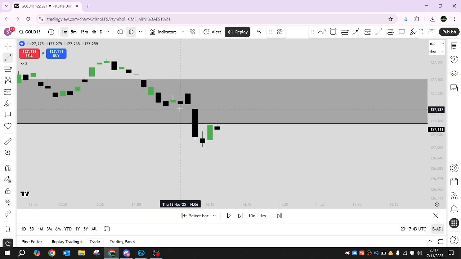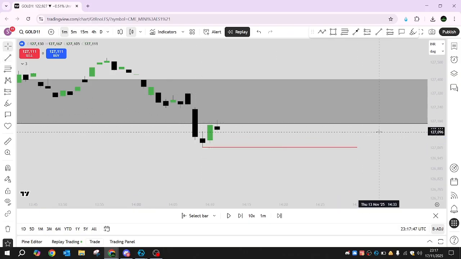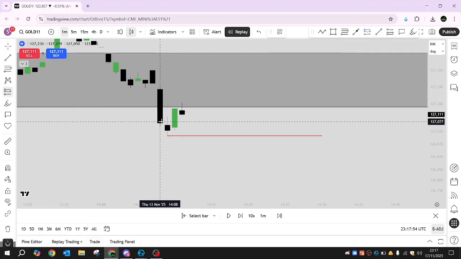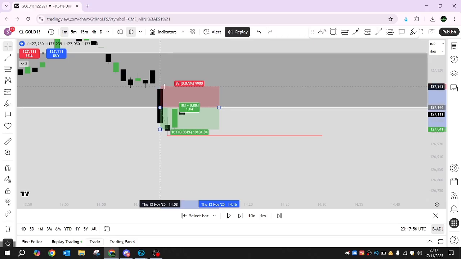That's not good enough. I want to see this as the break. So this would be my break line. Now the reason I have this break line is because I see a lot of traders, what they'll do is they'll try and enter here. They'll try and do something like this, and they'll have their stop loss here.